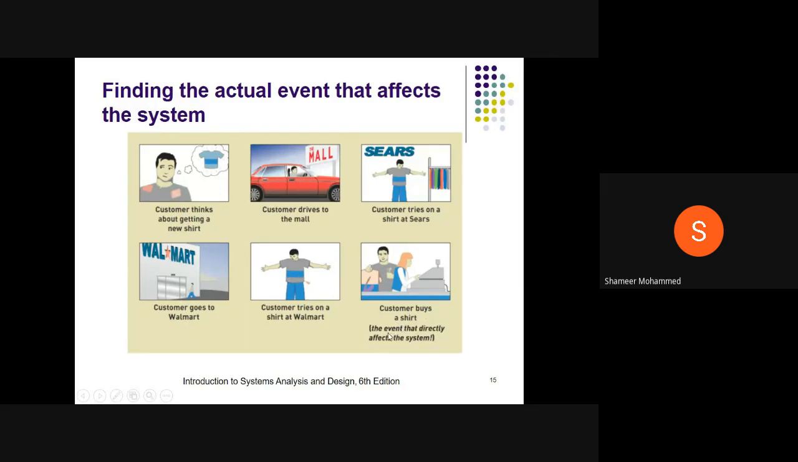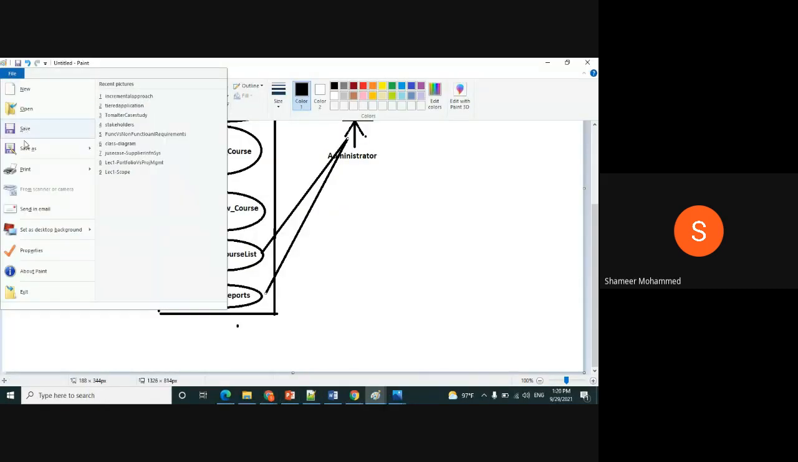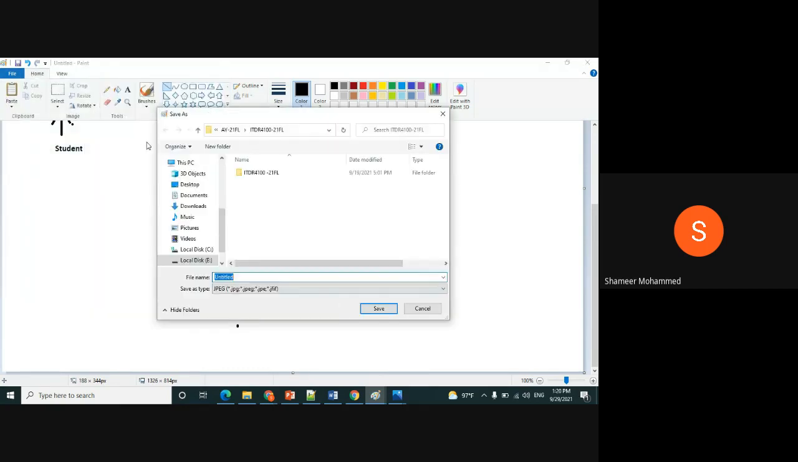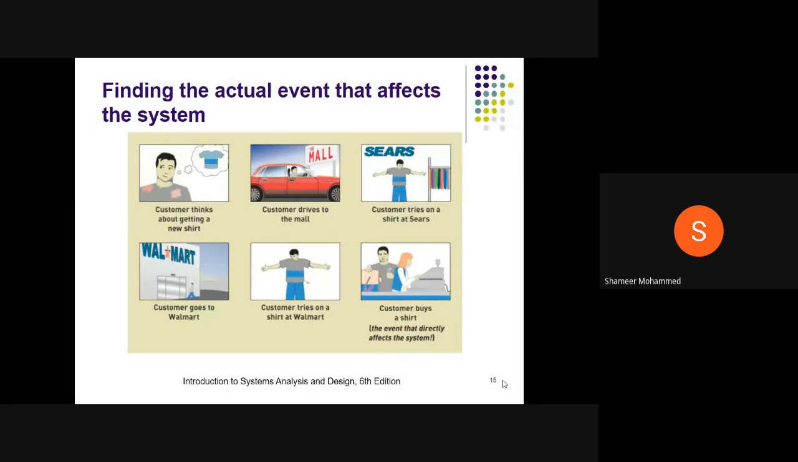This is an event that directly affects the system. When you buy, your record will be stored. So when you register in the course, your record will be updated in the database. Are you getting this, students? Is this clear to you, what I am explaining?